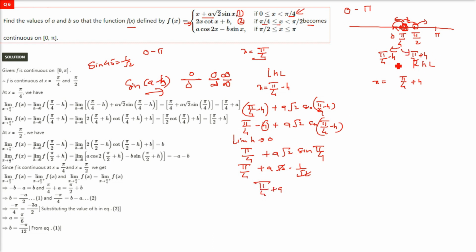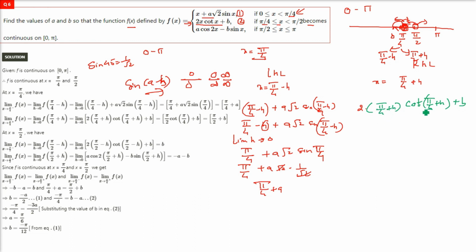Now for the right hand limit: on the left hand side, you have done pi by 4 minus h. On the right hand limit, you have to add some very minute value, which is h. H tends to 0. H is very small, so it can be assumed to be 0. It is not 0 eventually. It's a very small value. So we'll put it in 2x cot x plus b, the value of pi by 4 plus h, which I am putting while you watch. So this is 2 into pi by 4 plus h, cot pi by 4 plus h, plus b.